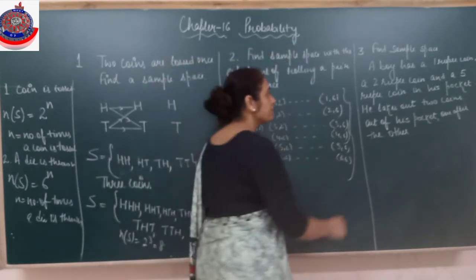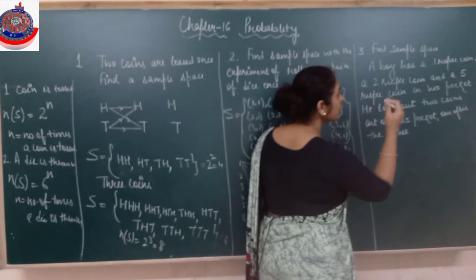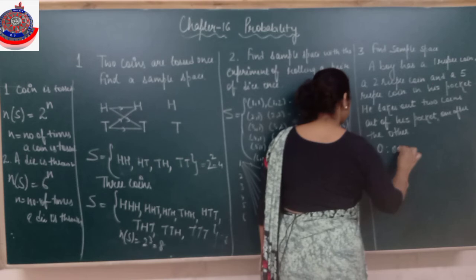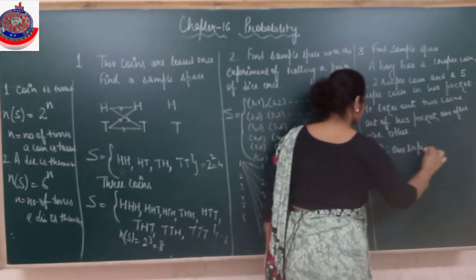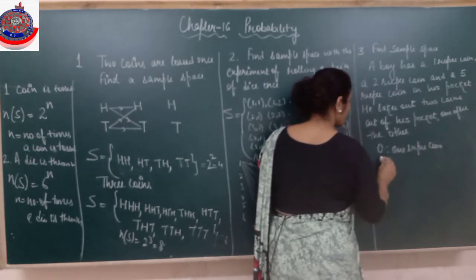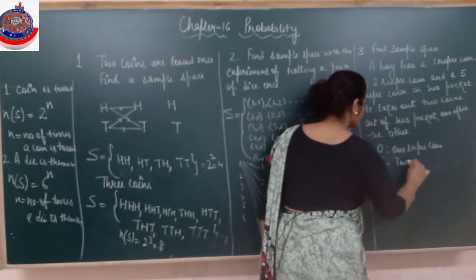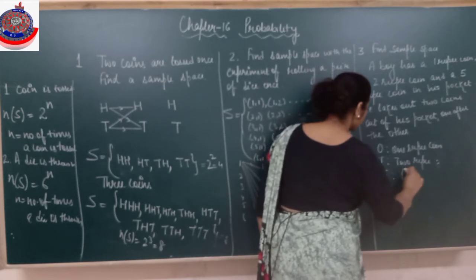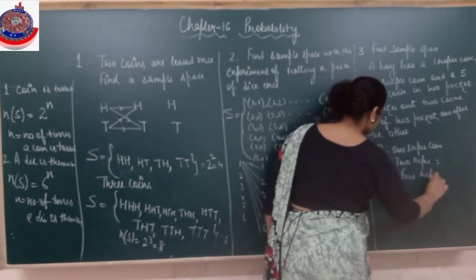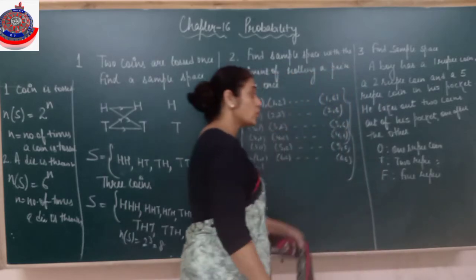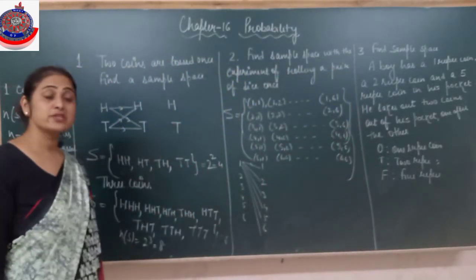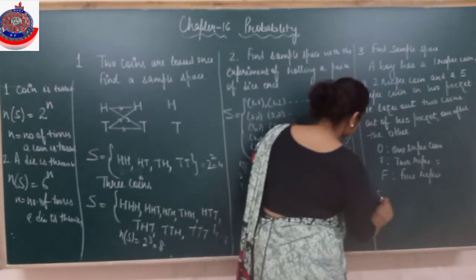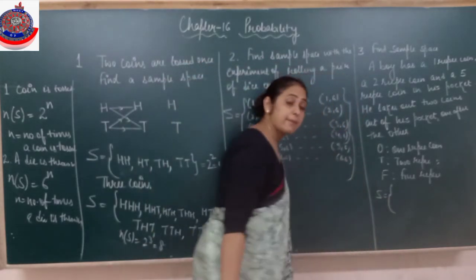So उनको नाम दे देते हैं. Let O stand for 1 rupee coin. T stands for 2 rupee coin. And F stands for 5 rupees coin. O stands for 1 rupee coin, T stands for 2 rupees coin, F stands for 5 rupees coin. Is it clear? Now what will be sample space? अब possibilities क्या क्या है? अब क्या क्या आ सकता है?